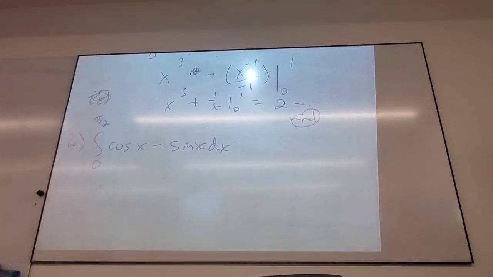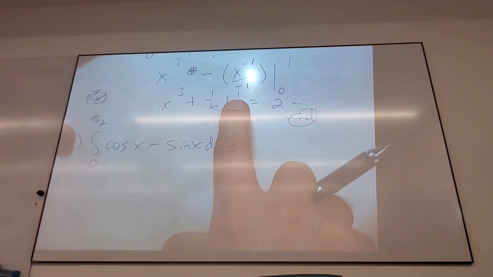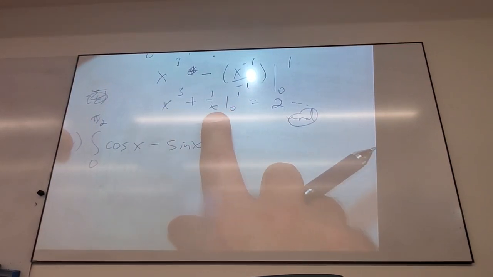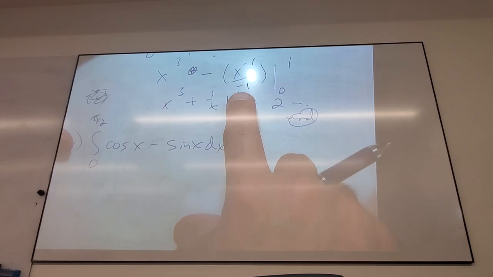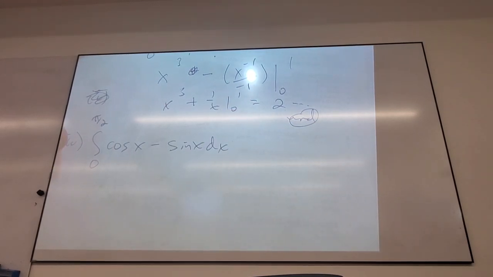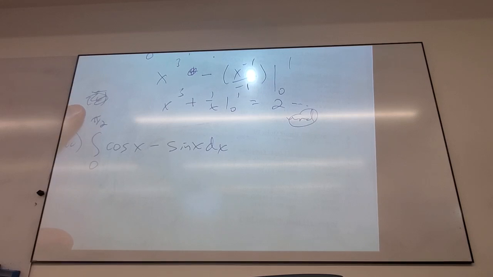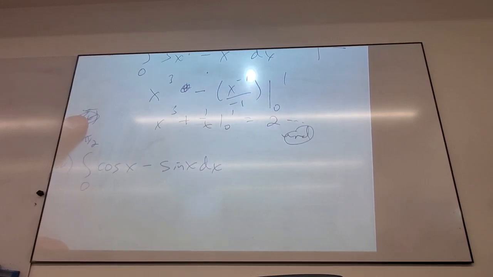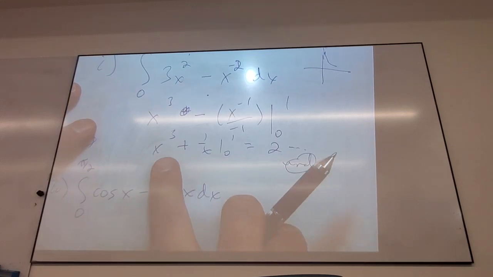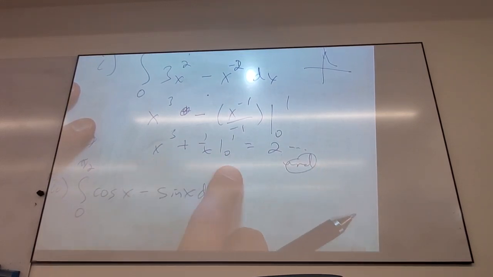Yes, sir? What's that little line here? Oh, this here? So again, this means evaluate this expression from 0 to 1. That's just the standard notation that we use for this. Just to remind us what we're supposed to be plugging in. Yes? So when we found x cubed plus 1 over x, we would have put big F of x cubed plus 1 over x. No, because this is big F of x.